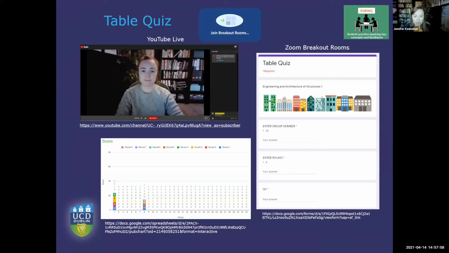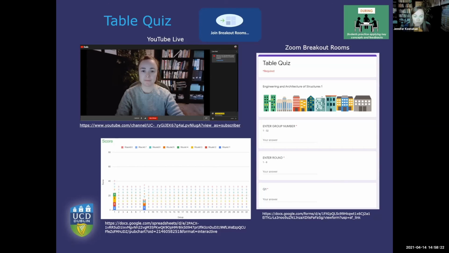The final activity that I'm going to mention is a table quiz. This was something I did with my first years. It was a little bit complex to set up, but I got there in the end. In essence, I live streamed myself from YouTube as quizmaster. Simultaneously, I had Zoom operating with students in breakout rooms.